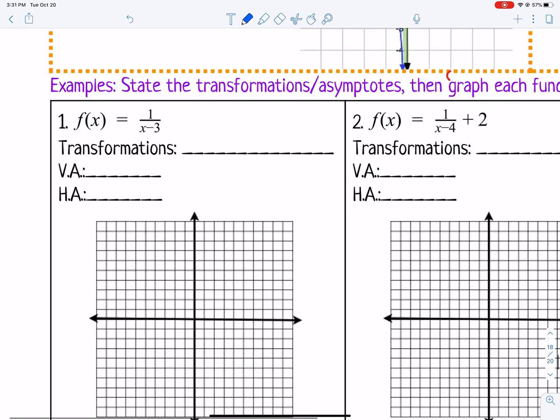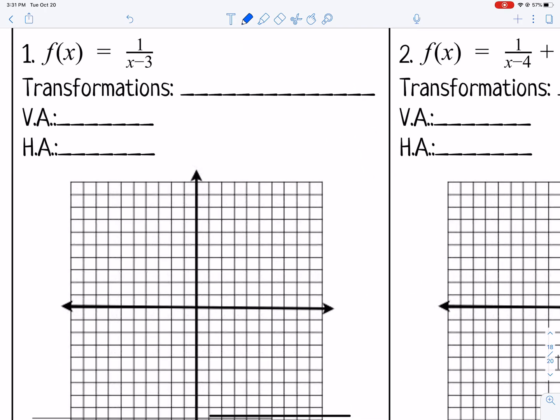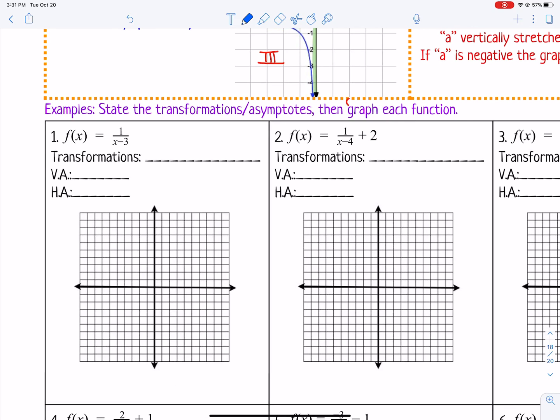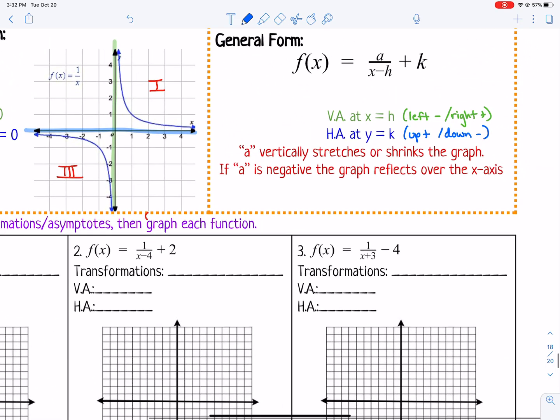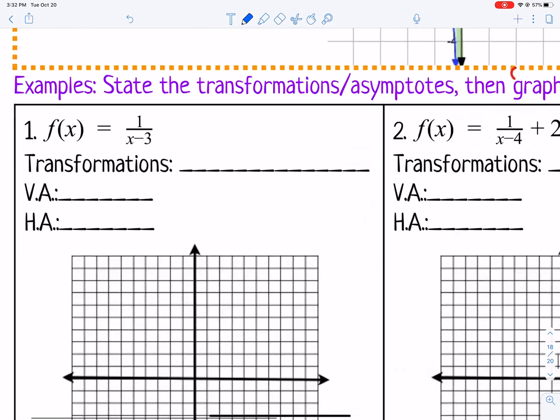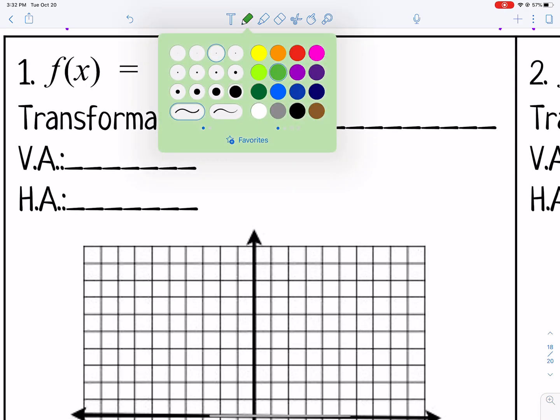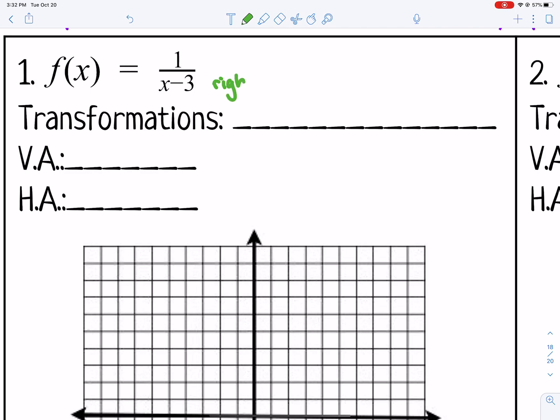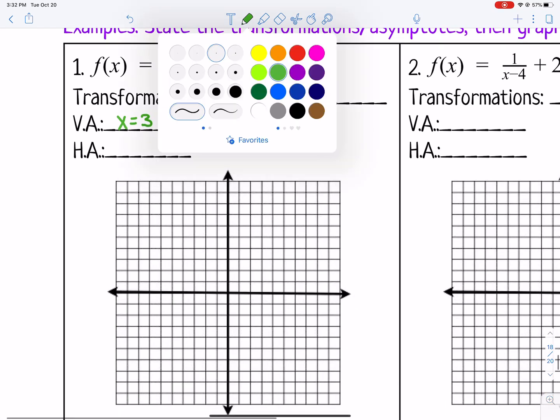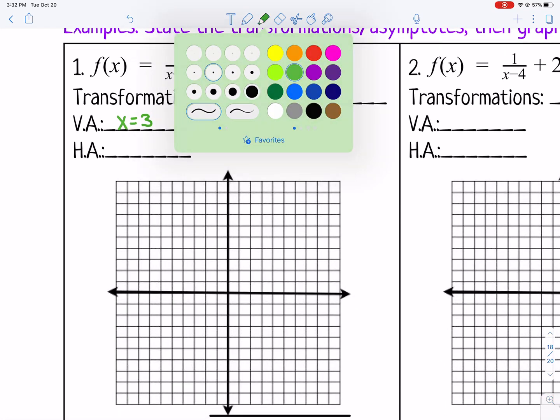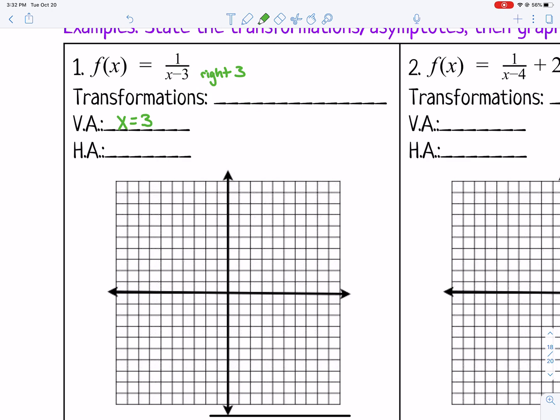So number one, we have f of x equals 1 over x minus 3. So I want to keep my colors consistent. So in green, let's pick out the h. So this graph is going right 3. So we want to say if this graph goes to the right 3, then our vertical asymptote is going to be at x equals 3, because it's shifting that parent function to the right. So let's graph our vertical asymptote at x equals 3.